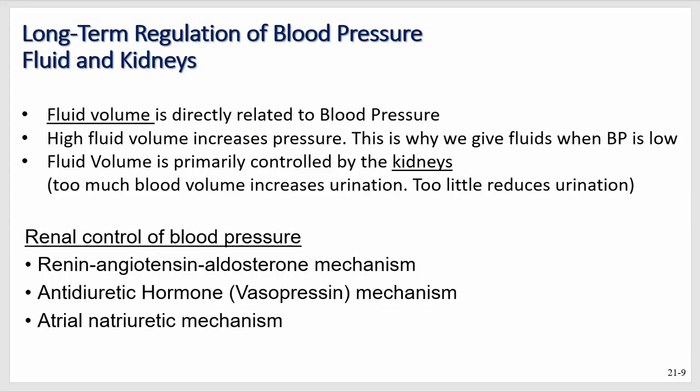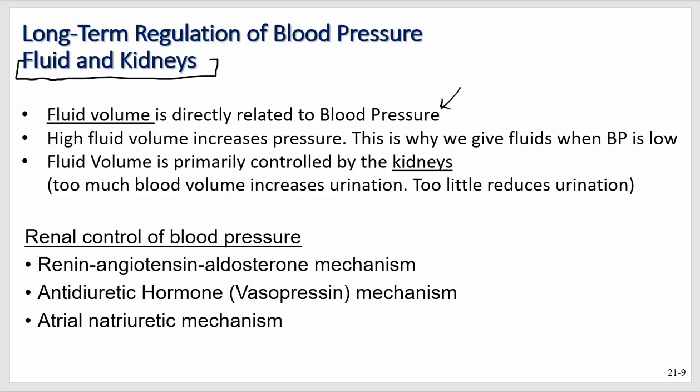All right, so long-term regulation of blood pressure is going to involve the fluid volume and kidneys. So one thing we need to know, that first bullet here, that fluid volume is directly related to blood pressure. If you have more fluid in your body, you're going to have more pressure. Now you can say that, well, it could be interstitial. Well, it could be, but it's also going to be in the blood. So you're going to have higher pressure throughout.